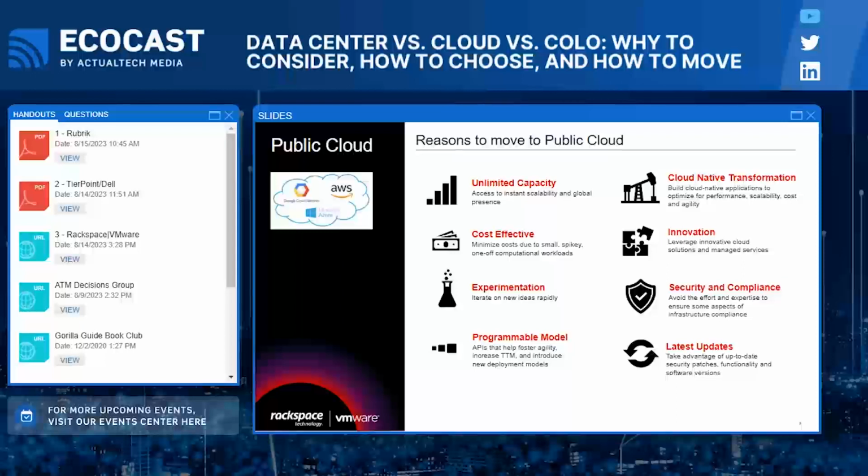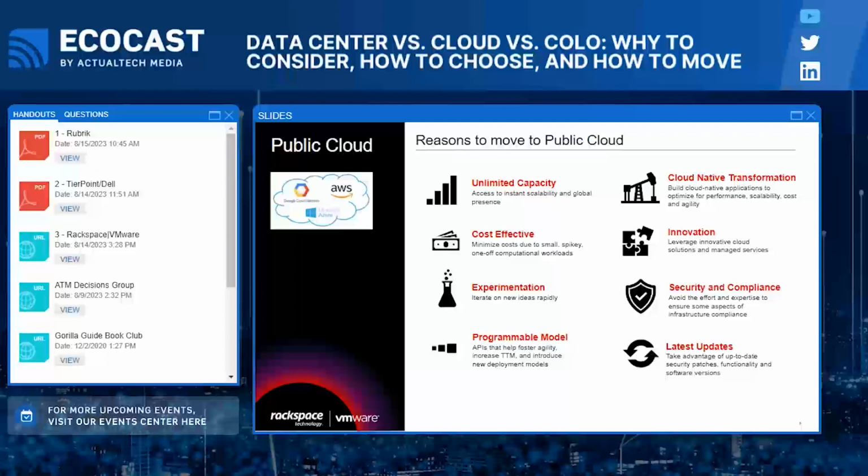Security and compliance as well. In comparison to Colo, the hyperscalers already provide security on all different layers. And then also the last thing is just latest updates. The cloud services, whether it's IaaS, whether it's platform, whether it's applications, typically they're up to date. So when it comes to security patches, new versions of software, and functionality, that is really, really good.